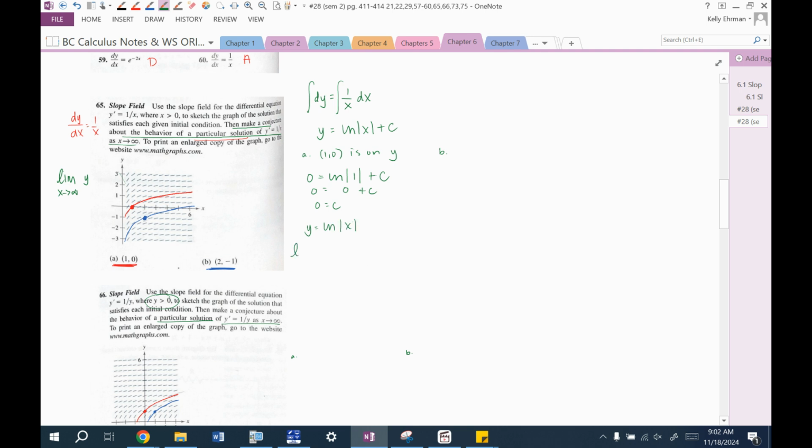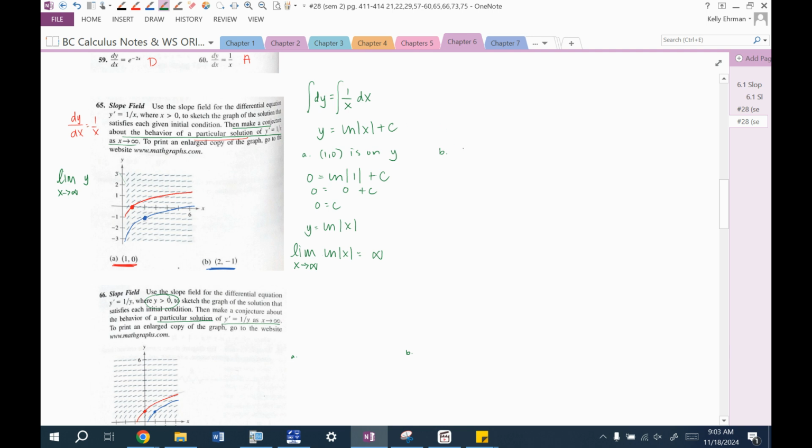And then we were asked to make a conjecture about the limit as x approaches infinity of the natural log of x. That's the natural log of infinity, which is just infinity. We can see that in the graph. Remember, natural log graphs will continue to increase, just at a very slow rate.